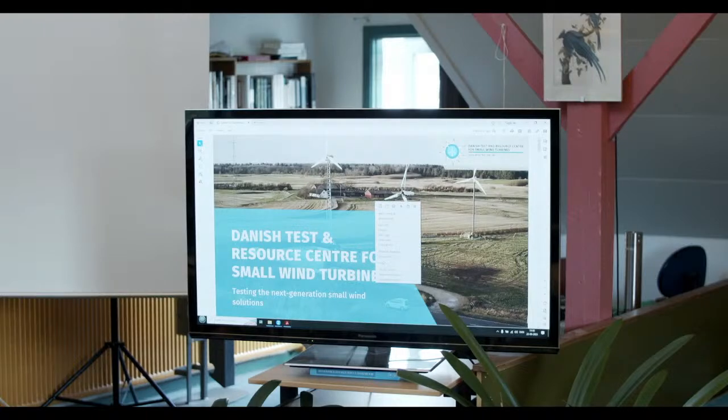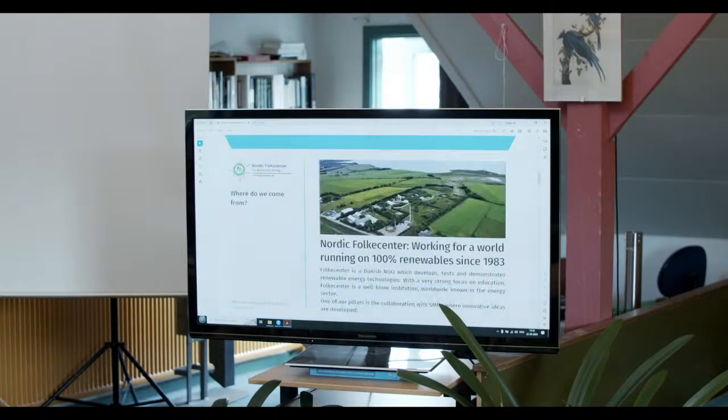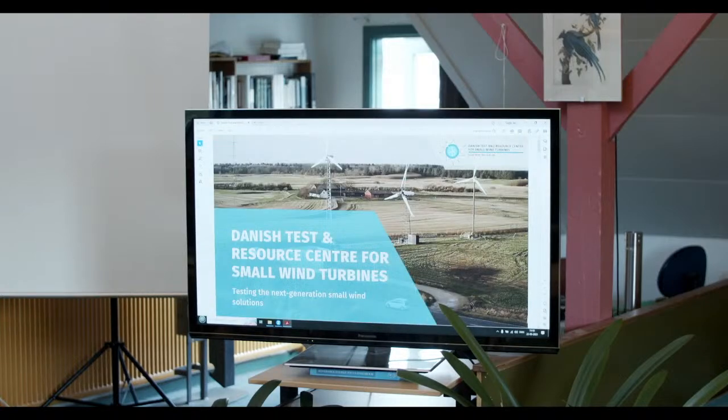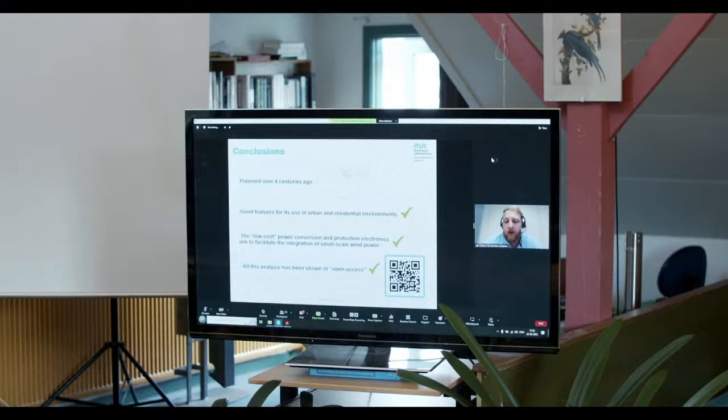And well, all this analysis has been shown in open access, as we have said before. It's free for everyone. You can read more details about this study about the Ayanz wind turbine in our paper. You can scan the QR code if you want. And we are open now for your questions, if you have any.